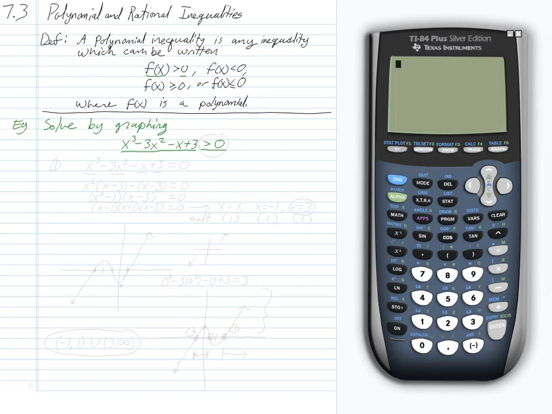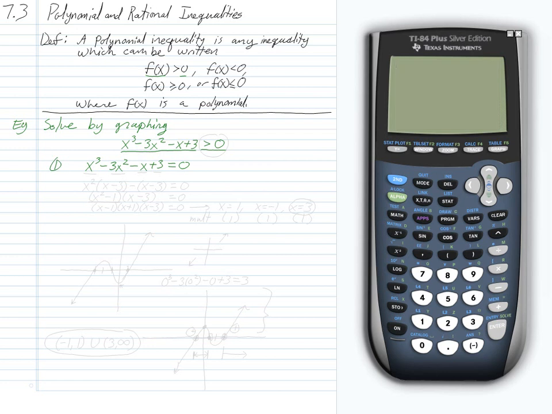So, to graph this polynomial, we'll refer back to the techniques of section 7.1. We want to find the zeros and the end behavior and the multiplicity of the zeros. So, first thing I want to do is factor x cubed minus 3x squared minus x plus 3 so I can solve this equation.